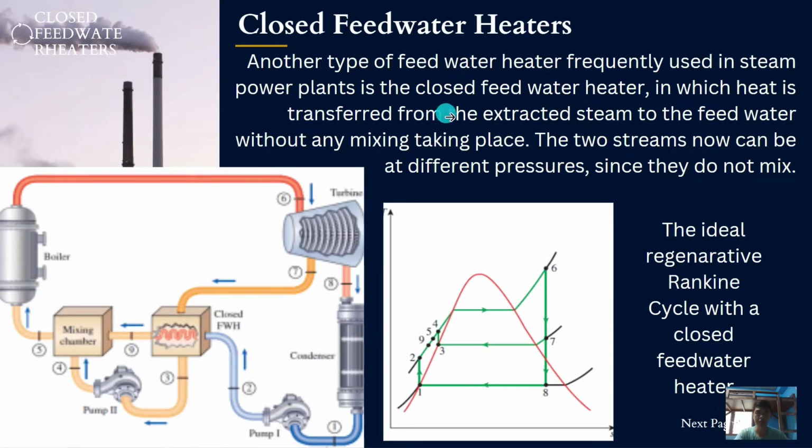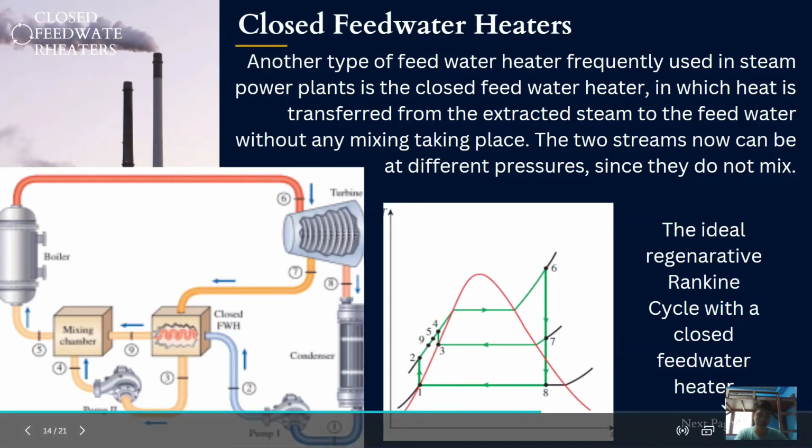So closed feed water heaters, so another type of feed heaters frequently used in steam power plants is the closed feed water heater, in which heat is transferred from the extracted steam to the feed water without any mixing taking place. The two streams now can be at different pressures since they are not mixed. The ideal regenerative Rankine cycle with a closed feed water heater.